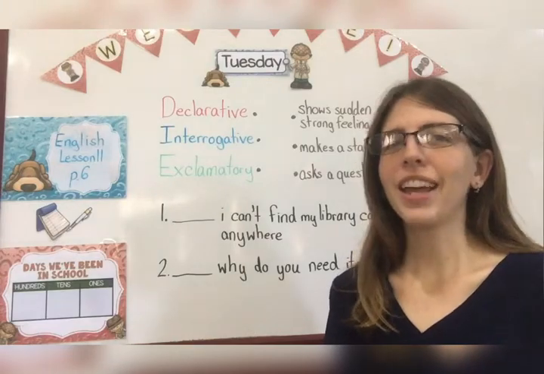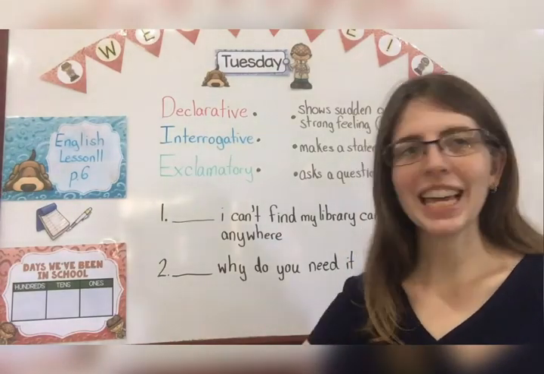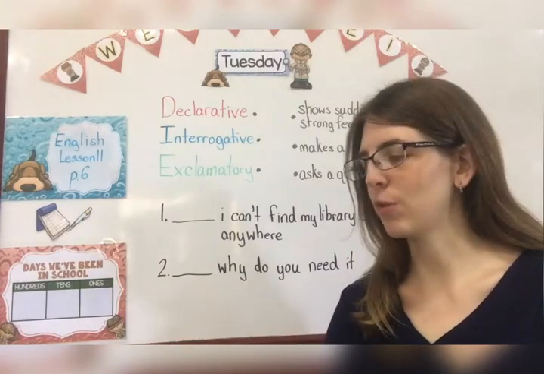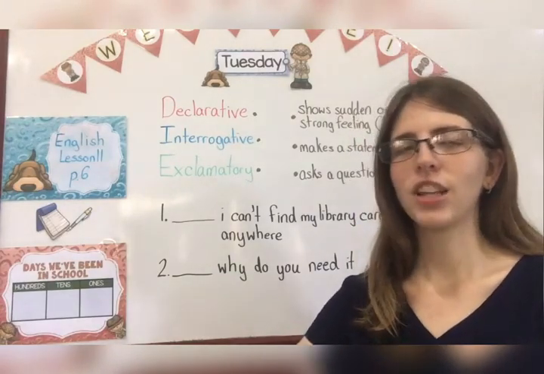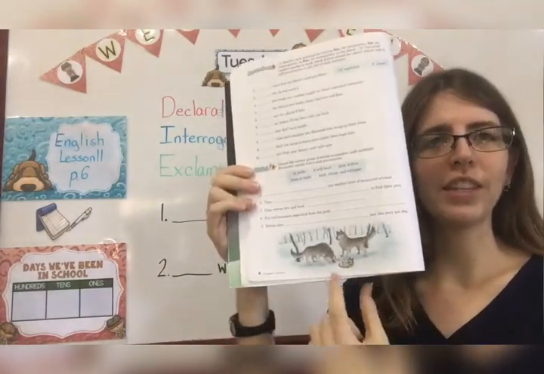We are on Grammar Lesson, English Lesson 11. You should have page 6 in front of you, page 6 in English. So it looks like this, with the wolves down on the bottom.